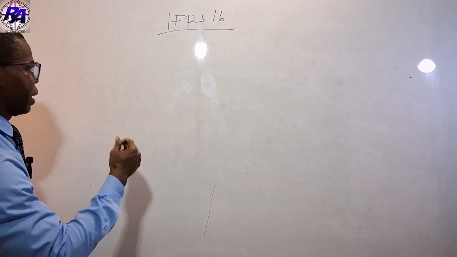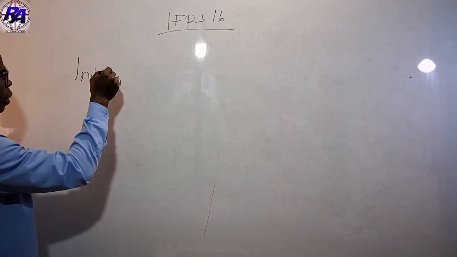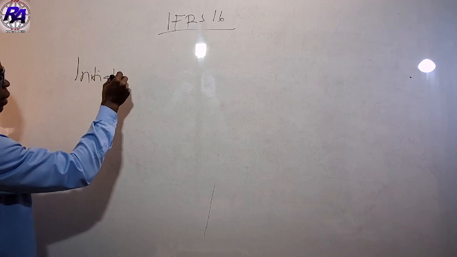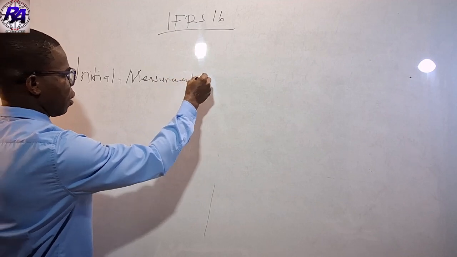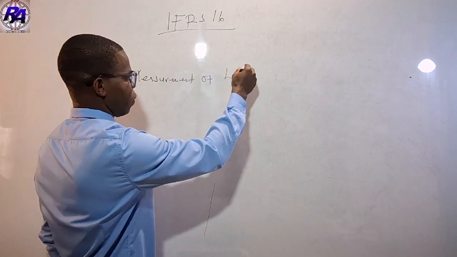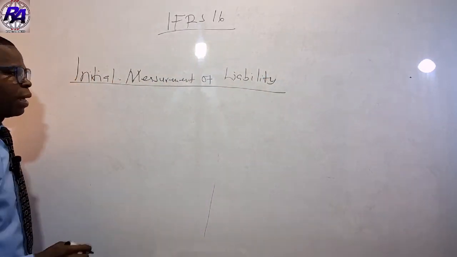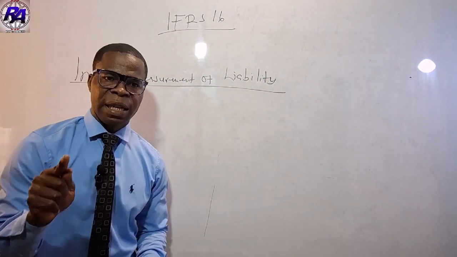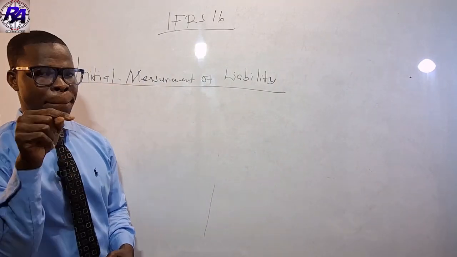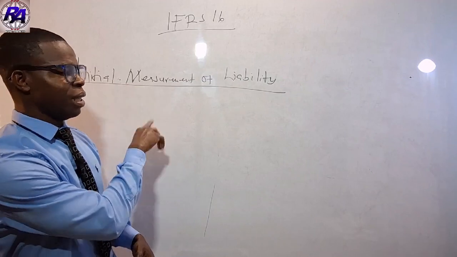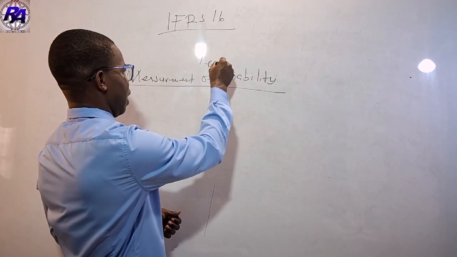So we want to first look at the initial measurement of a lease liability. If the lessee is going to recognize a lease liability, what amount should the lessee initially place on that lease liability? The initial measurement of our lease liability.